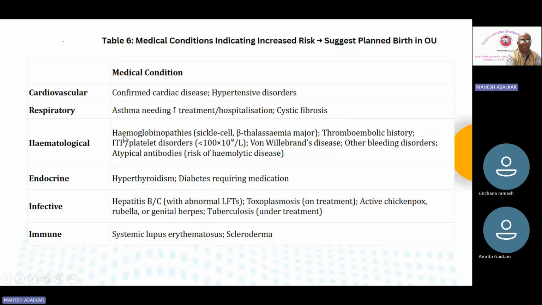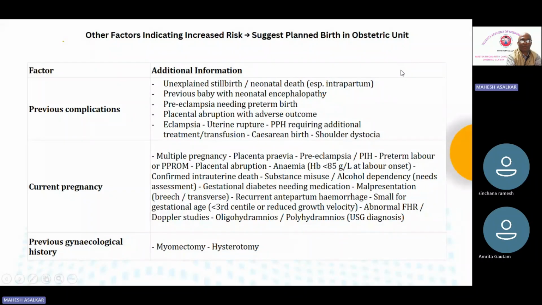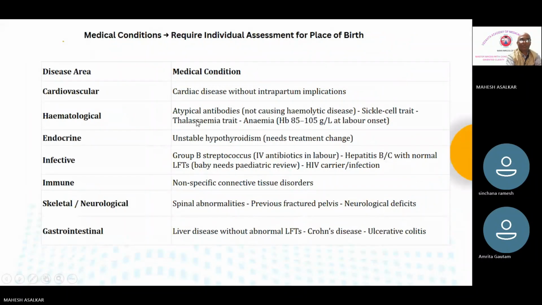Okay, these are the hemoglobinopathies that suggest obstetric unit. But if it is a trait, then individual assessment is required. So thalassemia trait and sickle cell trait require individual assessment for the place of birth. Then endocrine: unstable hypothyroidism needs treatment change. Infective: group B streptococcus requires IV antibiotics in labor. Then hepatitis B, C with normal LFTs also require individual assessment regarding the place of birth.